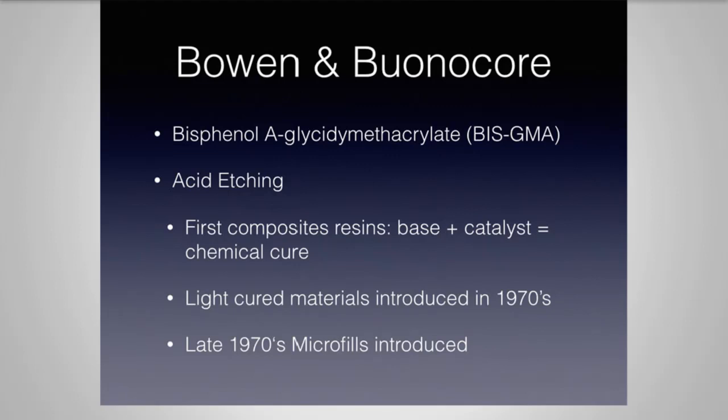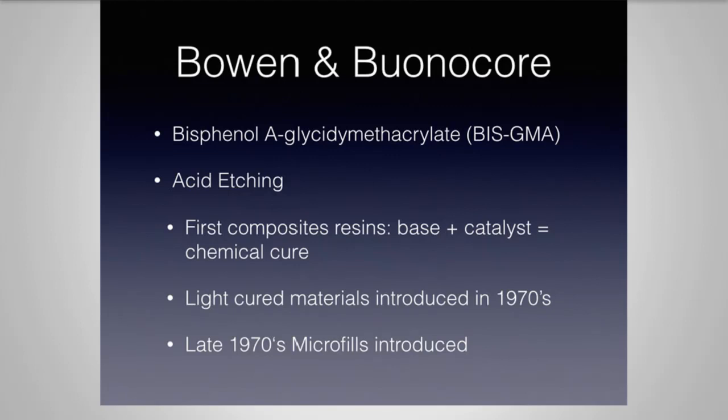Remembering back when I started, most of the composites were base and catalyst mixtures. You took a dappen dish of one and a dappen dish of the other, and you mixed them together and worked fast to get everything into place before it all set up on you. There was no way of really effectively working with it other than quickly. Mix it up, put it into place, tamp it all down, and hope that you got it adapted really well.